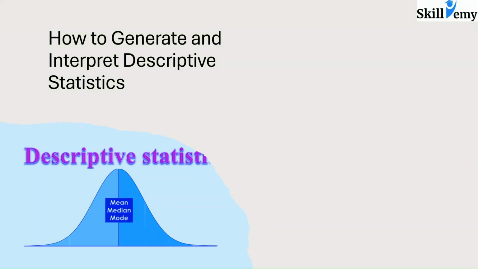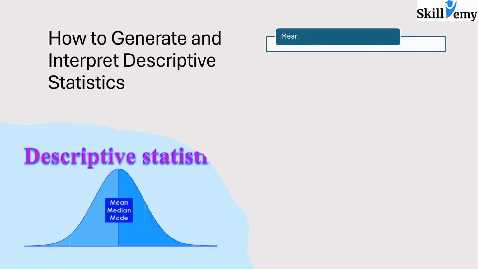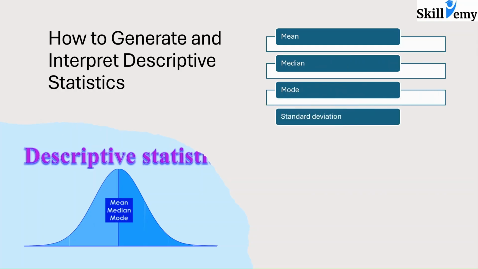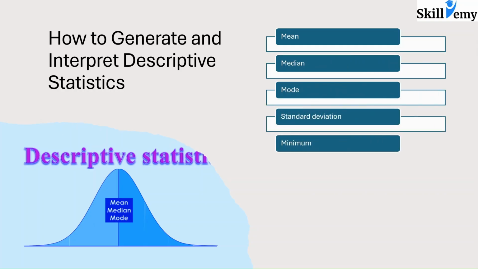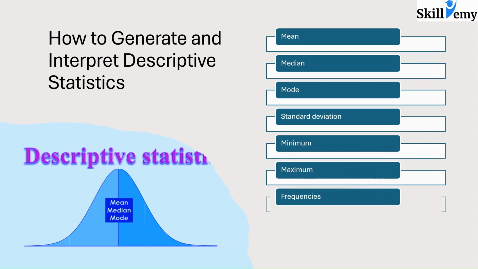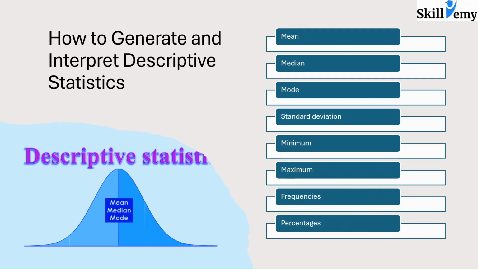Okay, so let us understand what exactly descriptive statistics is. Descriptive statistics basically helps in generating summaries of your data set. So just at a glance, you'll be able to see your mean, your median, your mode, your standard deviation. You can see sums, variances, minimum, maximum, frequencies and percentages. And that is what we are basically going to look at in this video.